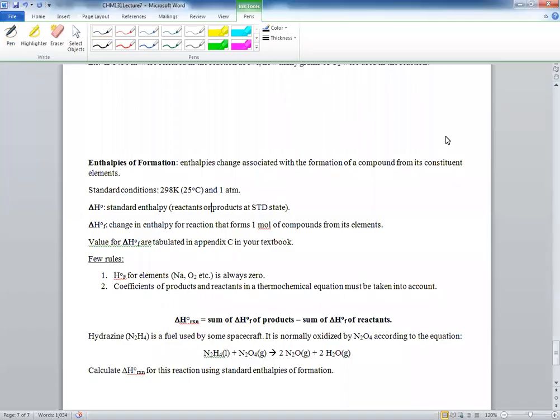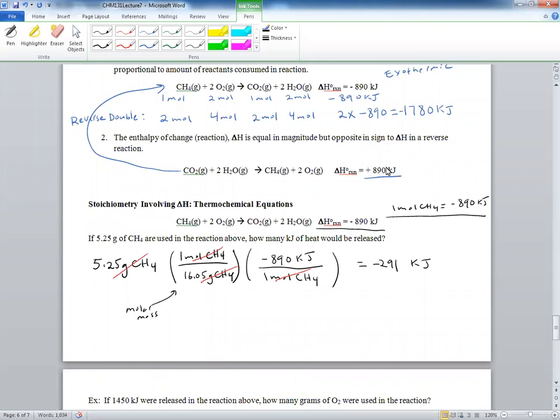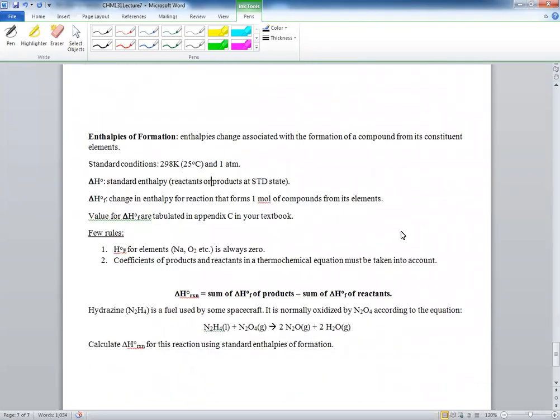The last topic is about enthalpies of formation. So basically, in this topic, you will learn where this value, if you look at this reaction we did here, where these values come from, or the enthalpies of the reaction. And they come from doing a calculation where you have what we call the enthalpies of formation of the constituent compounds, reactants and products, and you compare them.